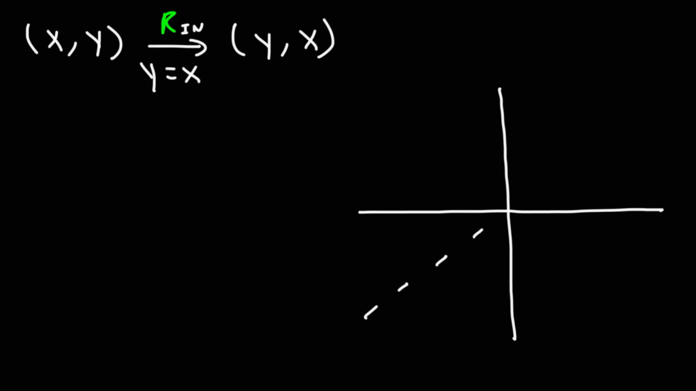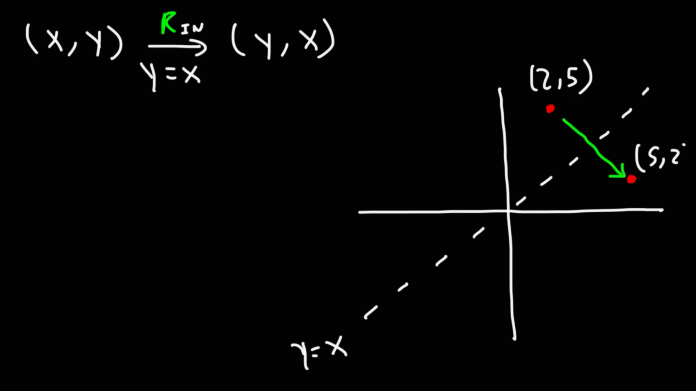So let's go over a visual representation of this. This is the line y equals x, or at least a rough sketch of it. And let's say we have the point 2, 5. Let's say that's right here. When we reflect that across this line, it will give us this point, which is 5, 2. So when we switch x and y, we're going to have 2 points that are equidistant from the line y equals x.